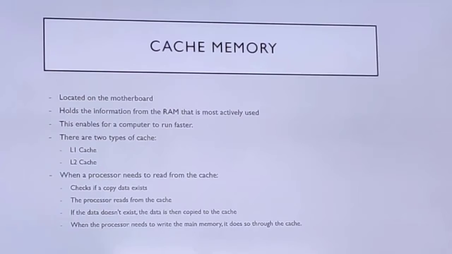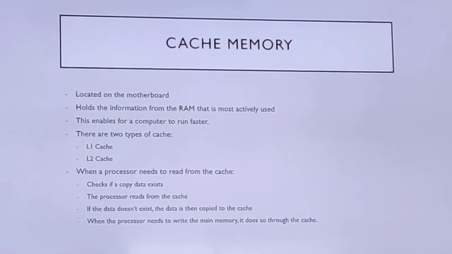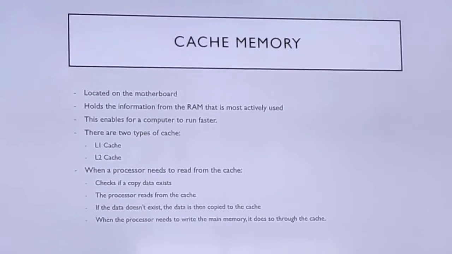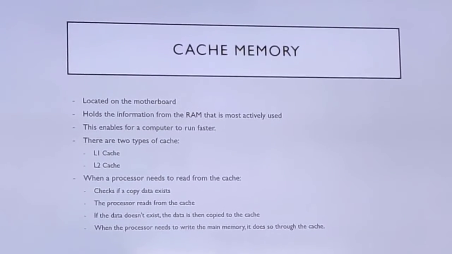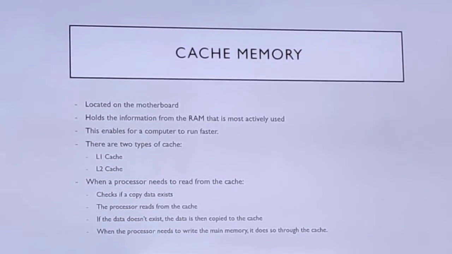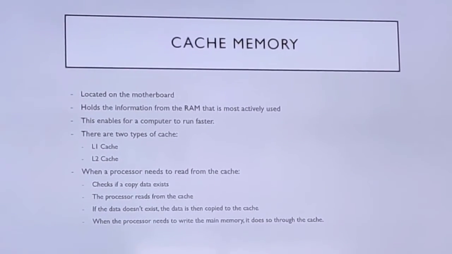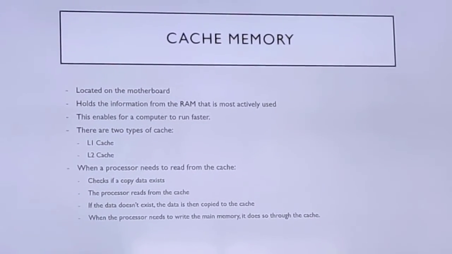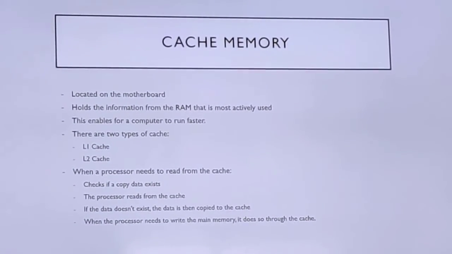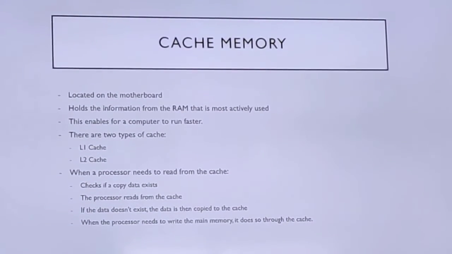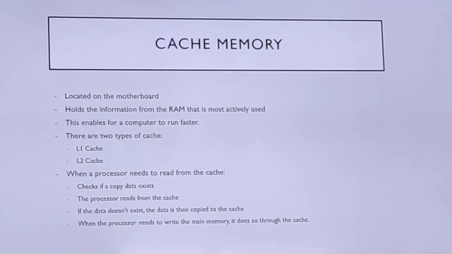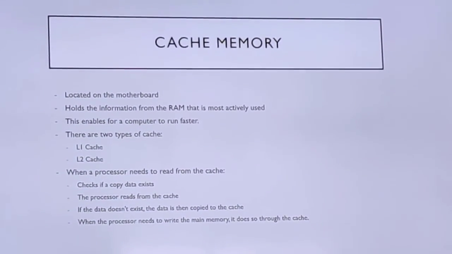And when the processor needs to read from the cache, it checks if a copy of the data exists. If it does, the processor reads from the cache. If the data doesn't exist, the data is then copied to the cache. And when the processor needs to write to the main memory, it does so through the cache.